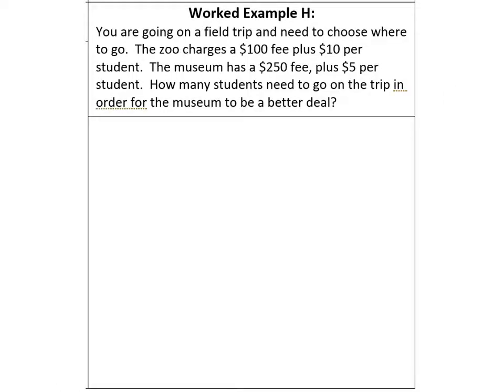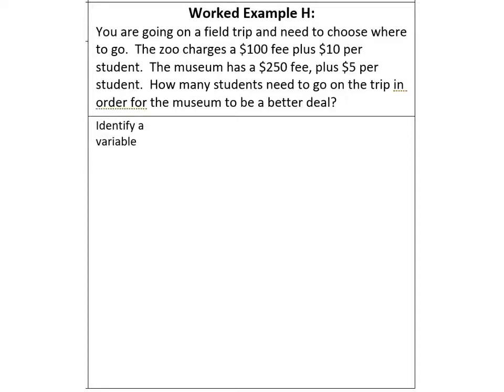Another one with working inequalities. We're going on a field trip and need to choose where to go. The zoo charges a $100 fee plus $10 per student. The museum has a $250 fee plus $5 per student. How many students need to go on the trip in order for the museum to be the better deal?